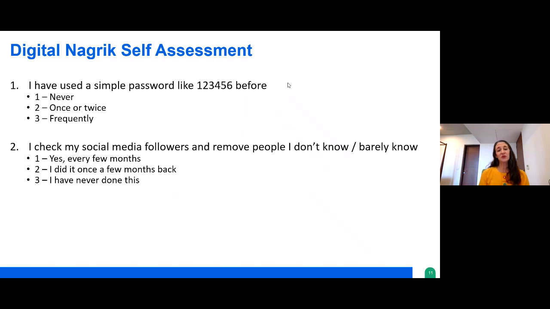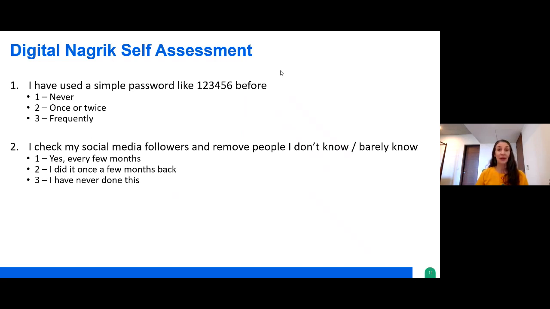The next one is talking about social media. And the question there is, do you check your social media followers or friends and remove people that you don't know or you barely know? Sometimes you meet someone once at a conference and they want to join your social media, and after a while you're like, I can't remember who this person is. So if you go through and remove the people that you don't know well from your social media, you can give yourself a 1. If you have never done that, give yourself a 3, and then give yourself a homework assignment to get that done over the weekend.